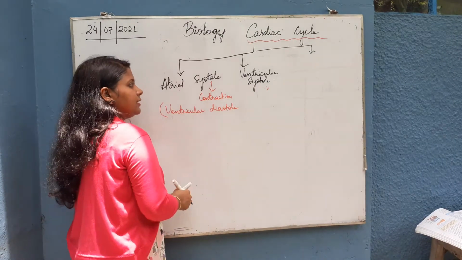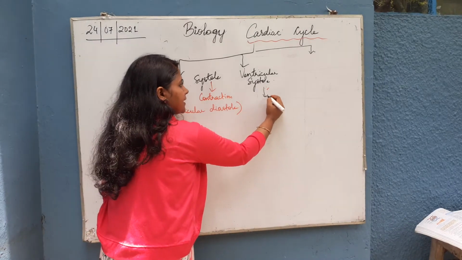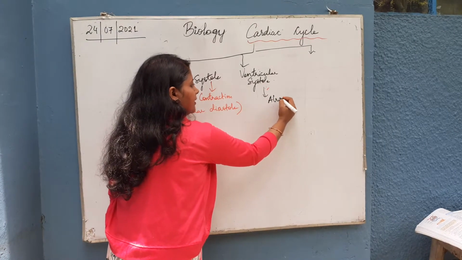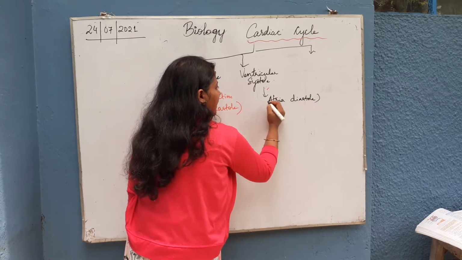And what about the ventricular system? In the ventricular system, we call this atrial diastole. Okay, the atria will be relaxing.